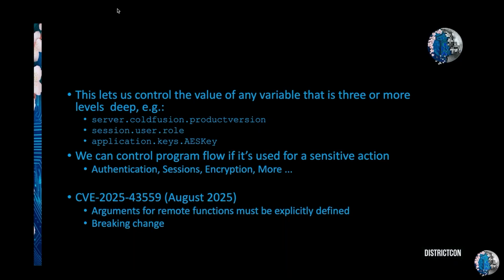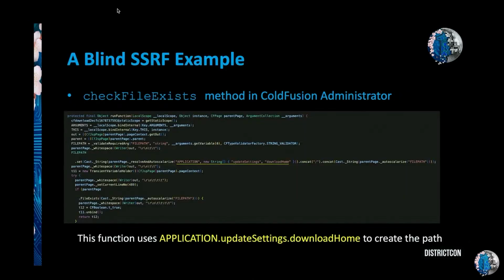This vulnerability was fixed in August of 2025. And what they did was strictly type the functions. So all of the function arguments must be explicitly defined. So you can't slip in variables in there. And this was a breaking change and broke a lot of code out there that was maybe expecting dynamic arguments or not predefined variables into the function.